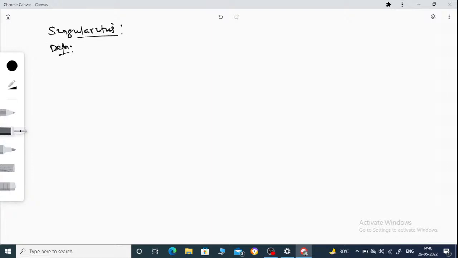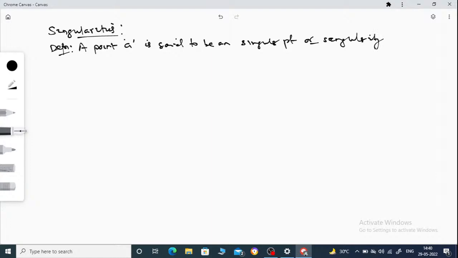What is the definition of singularities? A point A is said to be a singular point or a singularity of a function f of z if f of z is not analytic at A.